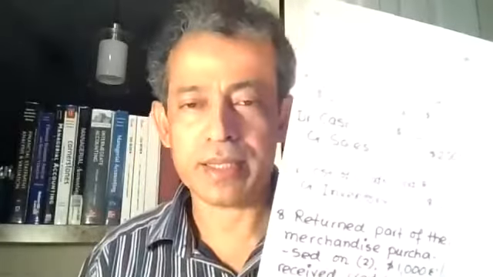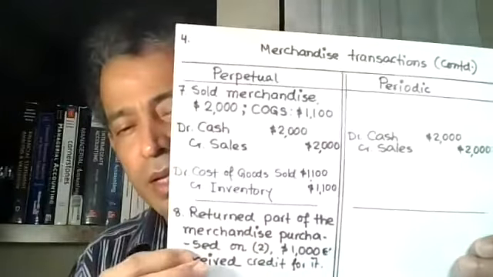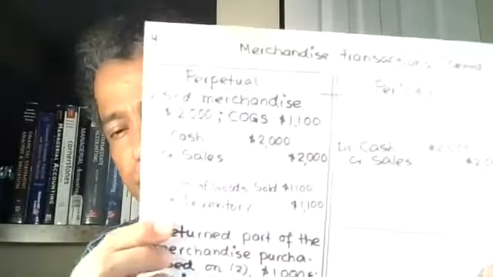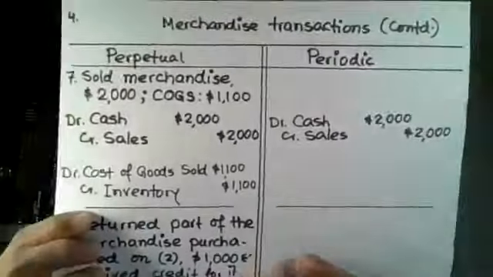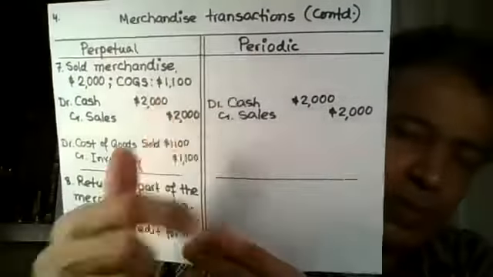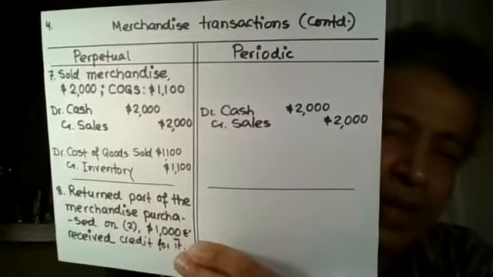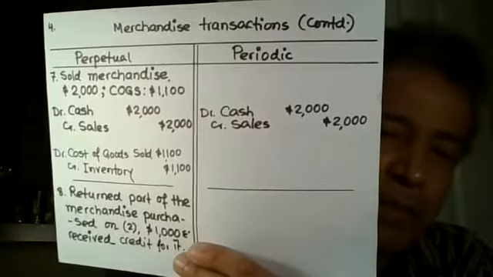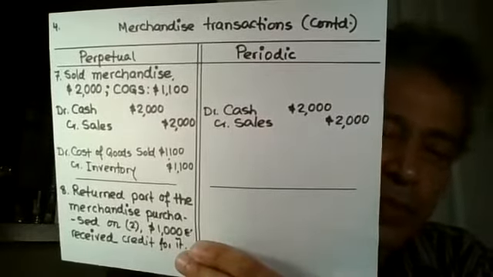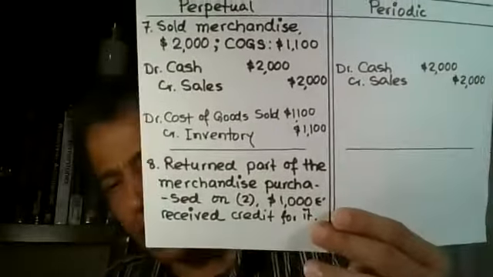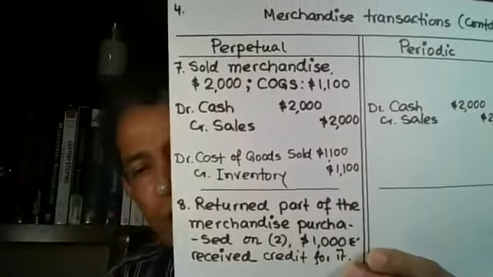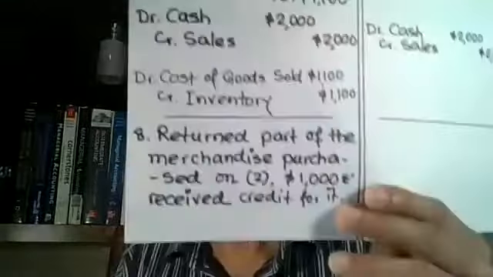So cash sales is easy. You have the collection. You have no problem with any bad and doubtful debts or anything to make it complicated. Under periodic, debit cash and credit sales. Simple. All right. Now number 8, we're going to have a return. So we had a cash sale, and if some of the goods come back, then we're going to make a cash refund. So it's going to be simple.